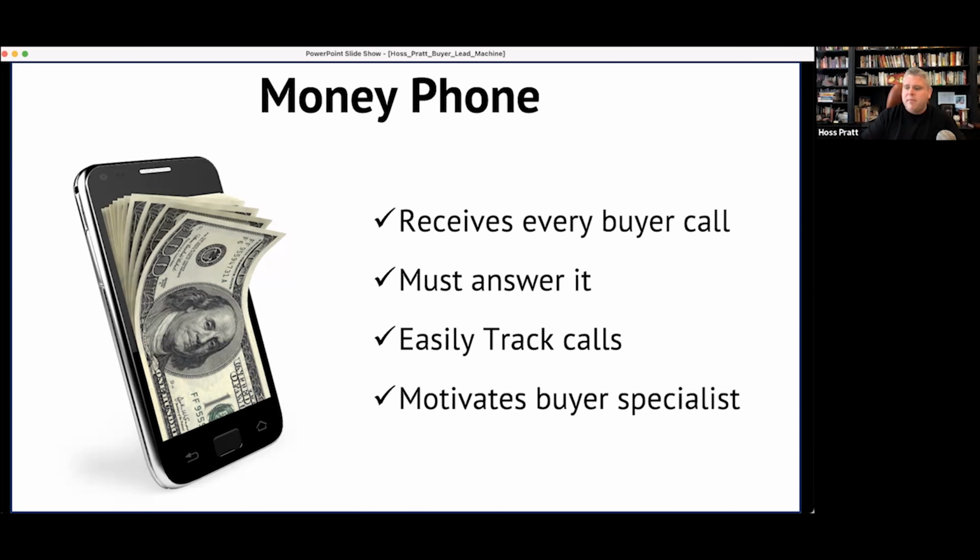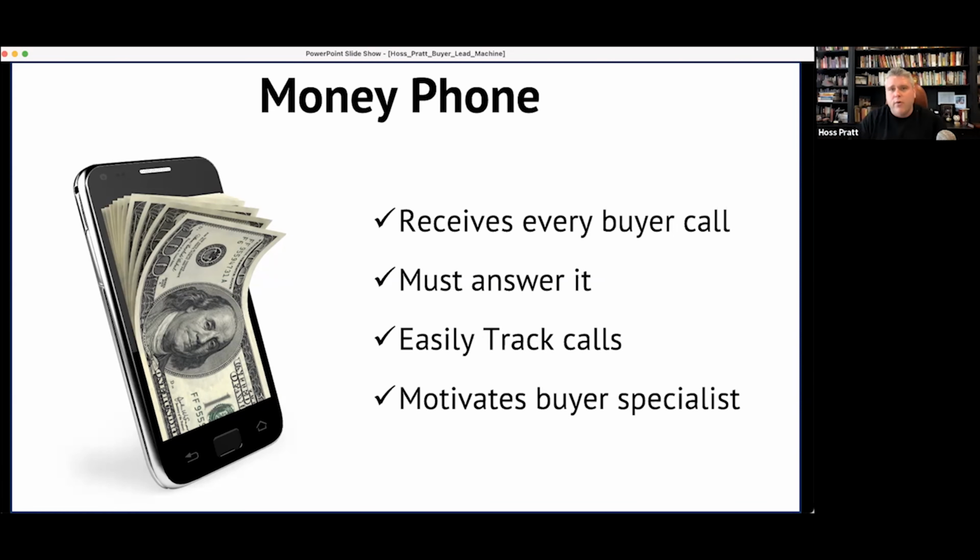I would reward people. Here's the money phone this week. You got it there, Mike. And he would take it and he would get all the buyer leads. So the only way you could do that is if you ran it as a system. You had one phone number that all buyers were calling, and that phone belonged to your buyer's agents.